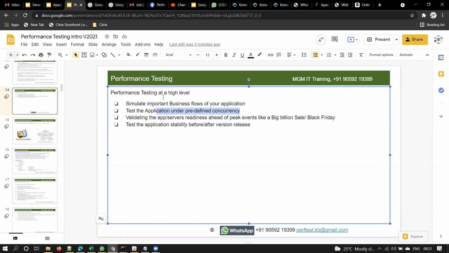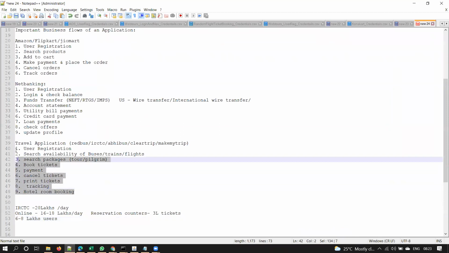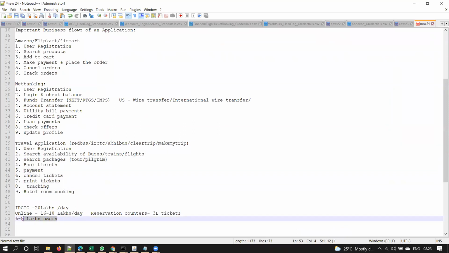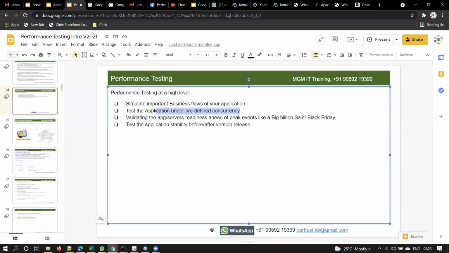So when we are doing performance testing for any application, first we have to know the critical business flows like this, and then how many users use it per day. We have to know that number and test with that many users. Clear? And also validating the application servers' readiness ahead of peak events like Big Billion Sale or Black Friday Sale. You are well aware of these terms, right?